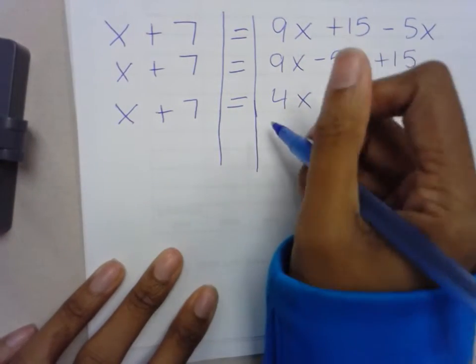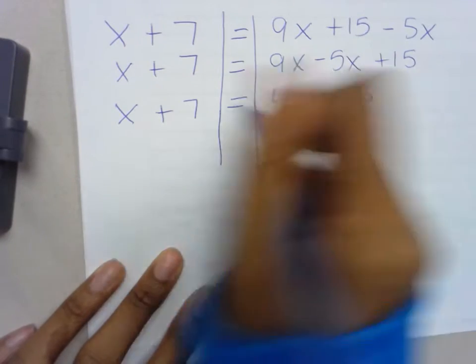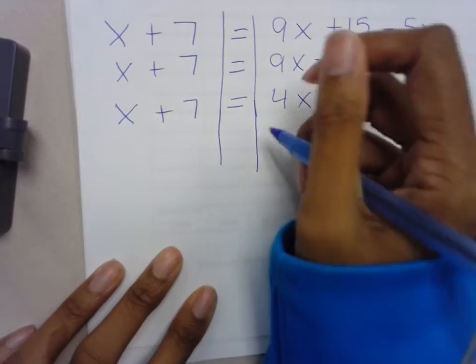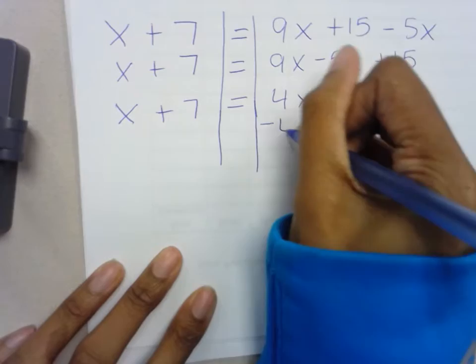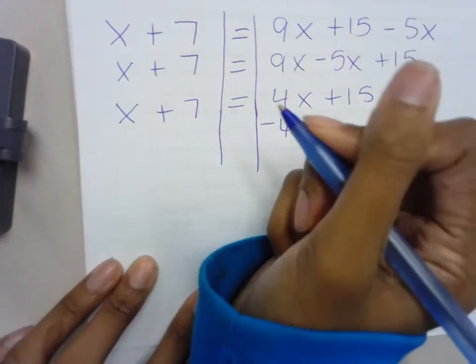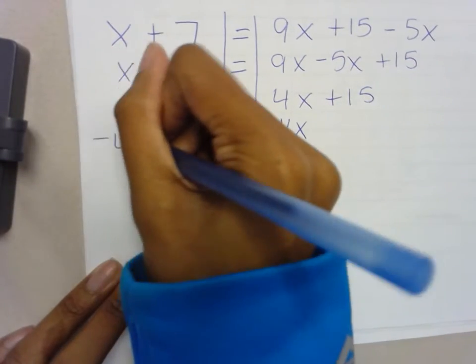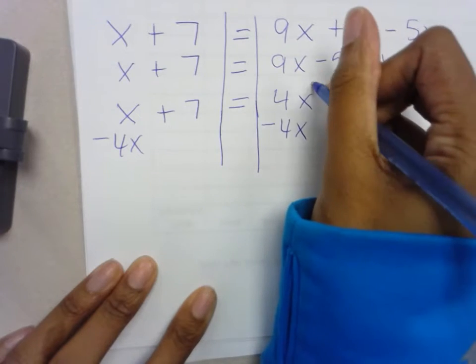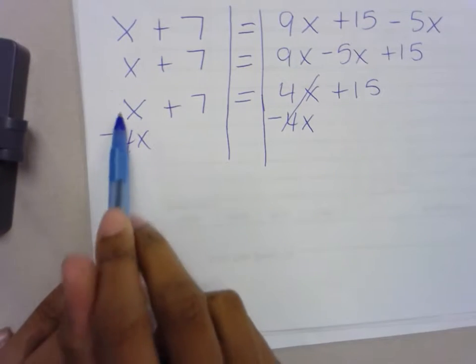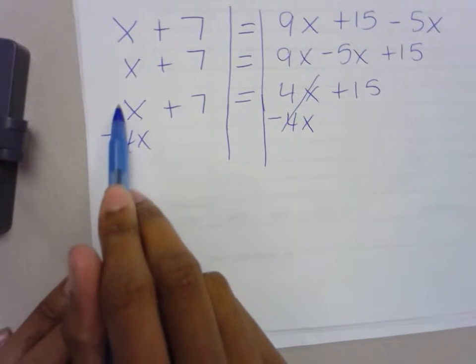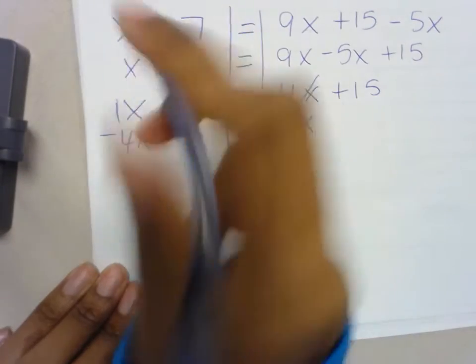Now we have x's on both sides. Remember, I like to do the opposite of the one on the right side so I can get x on one side of the equal sign. So I'm going to do the opposite of 4x, which is minus 4x. What you do to one side, you do to the other side. These cancel. Remember, if there's no number in front of the x, that's technically a 1. So we have 1x minus 4x.